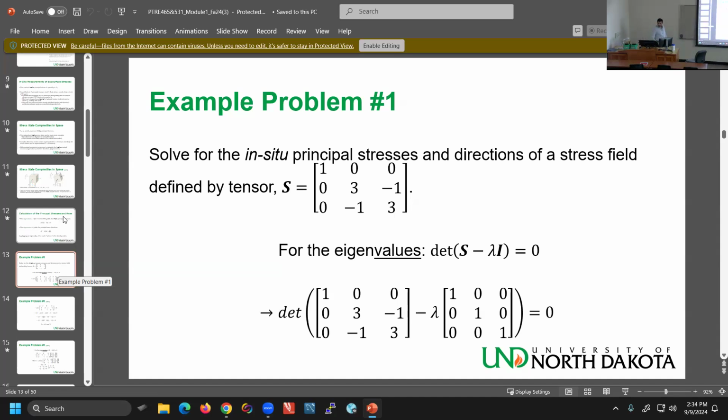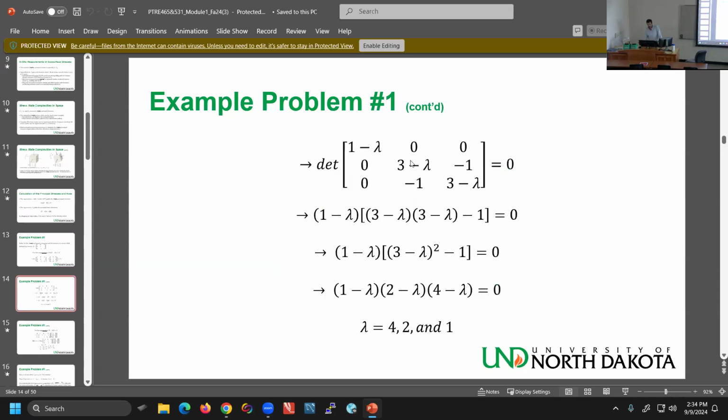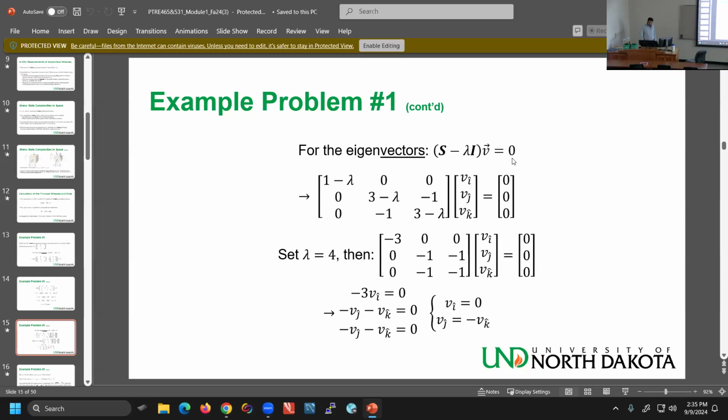And then we proceeded to write down the characteristic equation of the tensor, set it equal to 0, as we did here, and then solve for the determinant equal to 0 to calculate the 3 possible values for lambda: 4, 2, and 1, which are respectively the greater, intermediate, and least compressive in situ principal stress values. And then for each of these lambdas, we found the corresponding eigenvector.